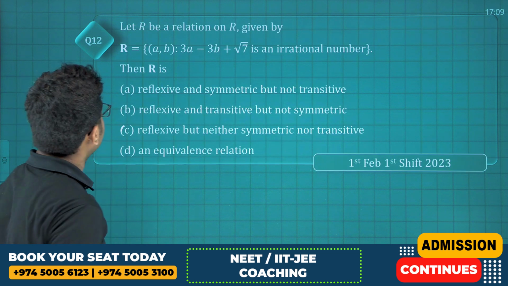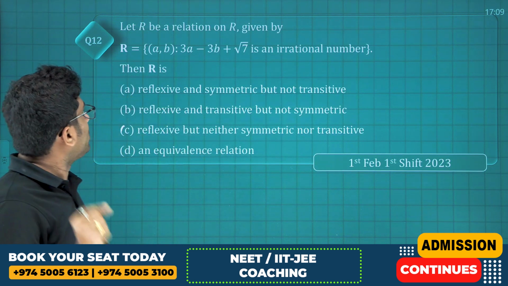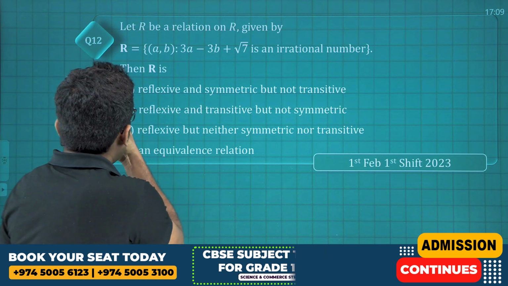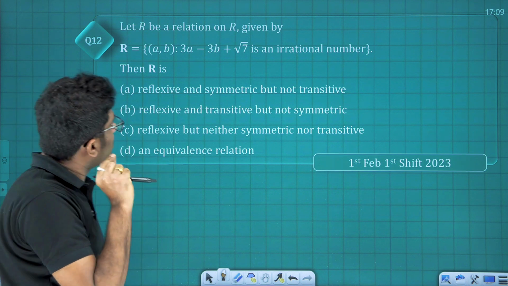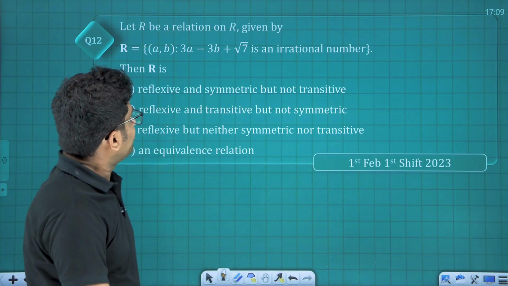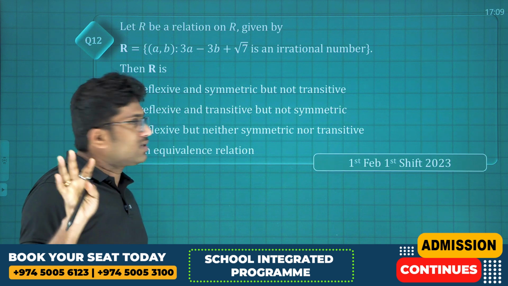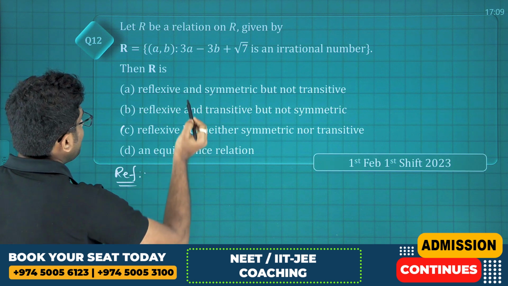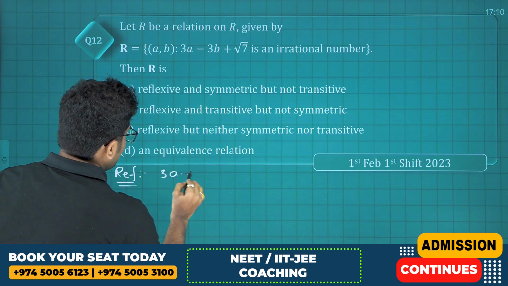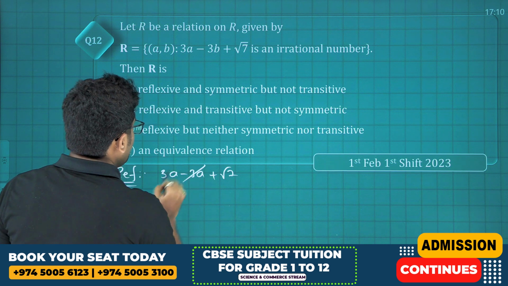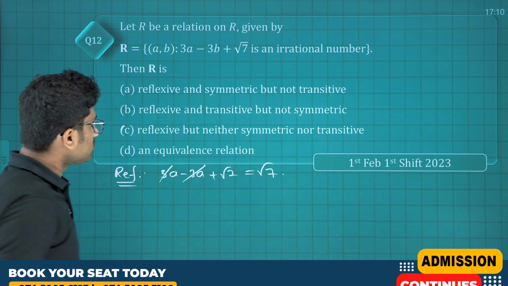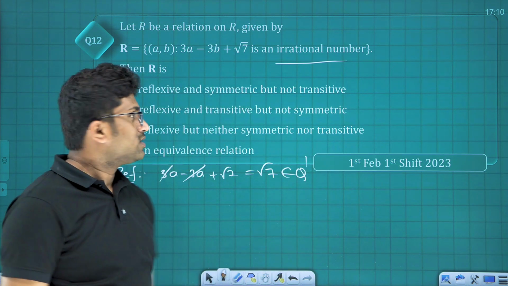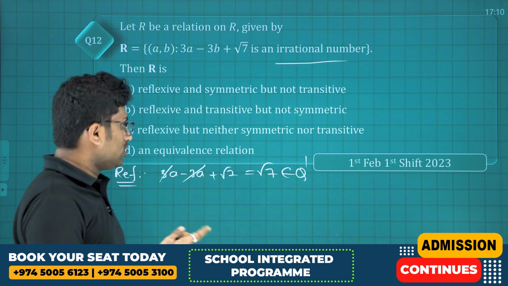Now coming to this question, let R be a relation on the real numbers given by R equals the set of ordered pairs (a, b) such that 3a minus 3b plus root 7 is an irrational number. Now, is the relation symmetric, reflexive, transitive? First we will go for reflexive. Reflexive means (a, a) belongs to R. So 3a minus 3a plus root 7. 3a gets cancelled. Root 7 is clearly an irrational number.